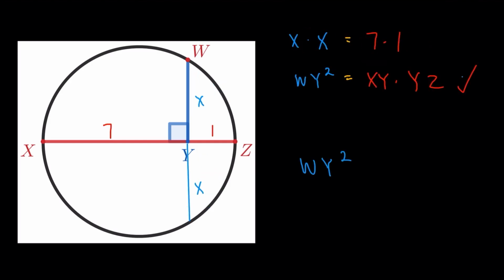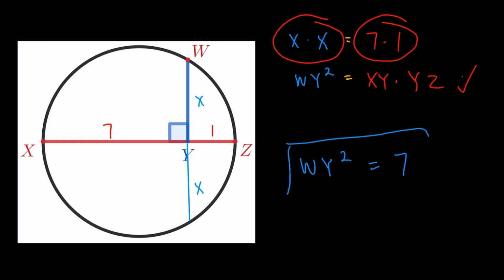Nevertheless, let's just solve for WY squared. Well, x squared over here is going to be equal to 7. X squared is WY squared, so WY squared would also have to be equal to 7. And this will be our answer.